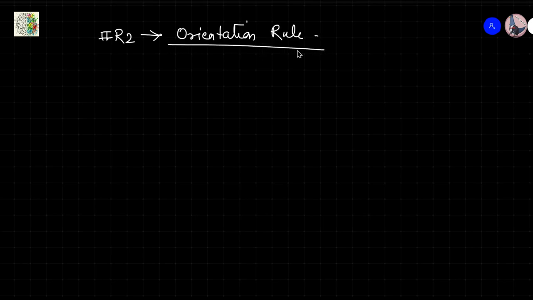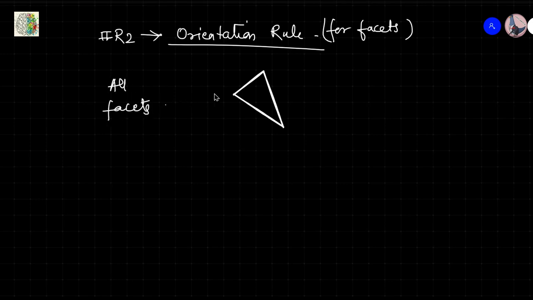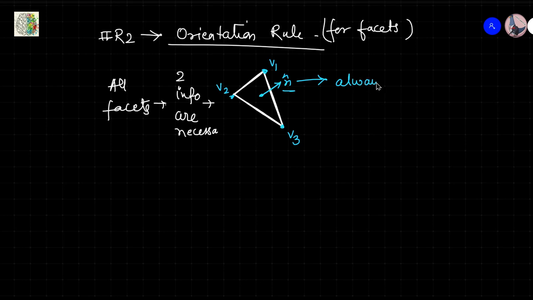Now this orientation rule is for facets. So for all facets, two pieces of information are necessary, that you already know, I have told you. What were those? That was the coordinates of vertices V1, V2 and V3 and the normal. Now, the rule states that this normal should always point outward.